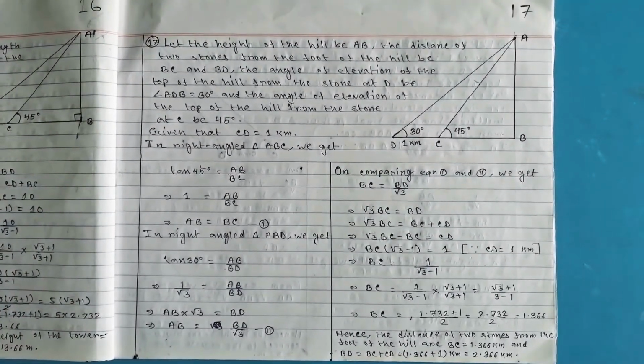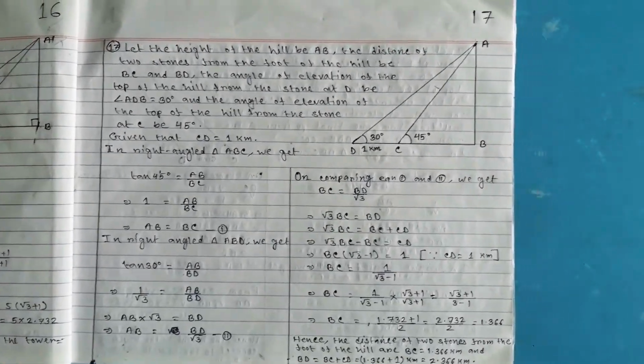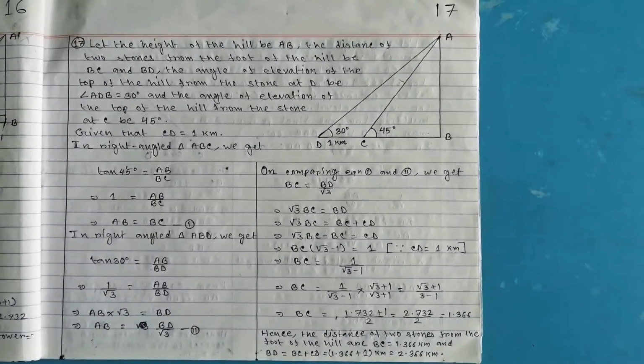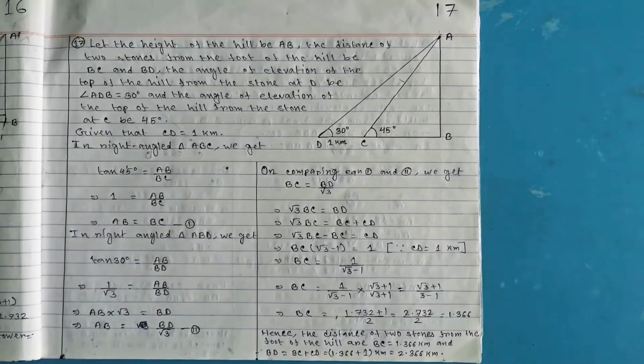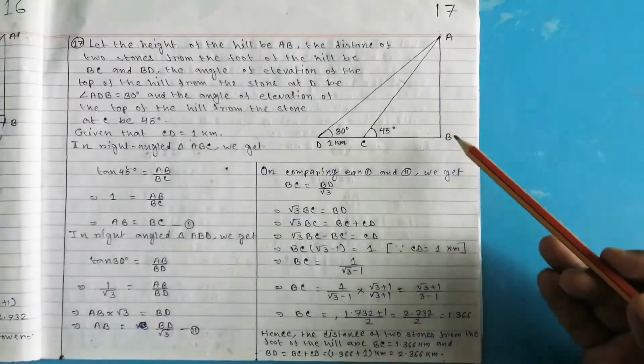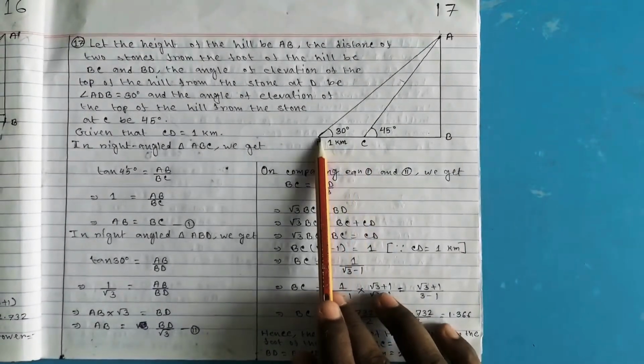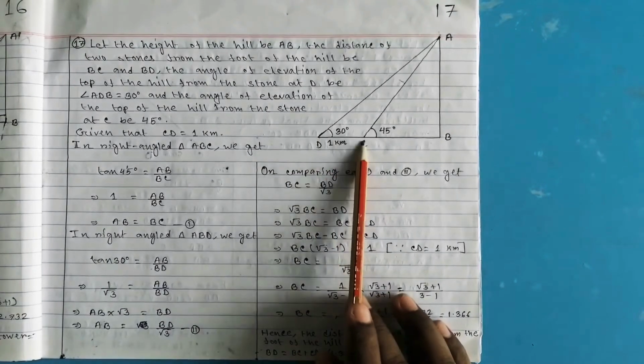In question number 17, read the question very carefully. It is given that from the top of a hill, the angles of depression of 2 consecutive kilometer stones due east are found to be 30 degree and 45 degree respectively. Find the distance of 2 stones from the foot of the hill. So suppose AB is the hill, and C is one stone and D is the other stone.